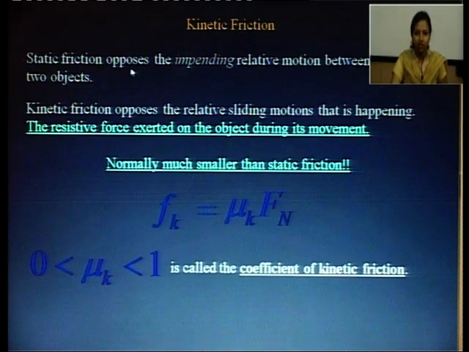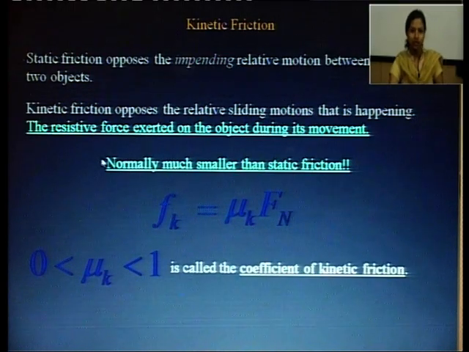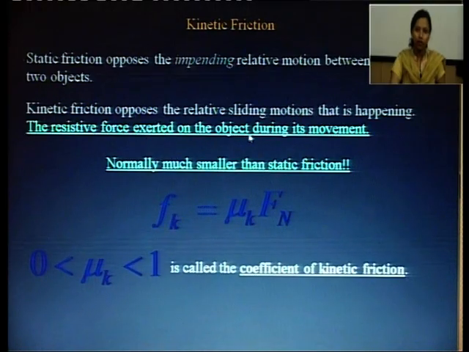Static friction opposes the impending relative motion between the two objects. Friction always opposes. The kinetic friction opposes the relative sliding motion that is happening between the two surfaces. It is the resistive force exerted on an object during its movement. And kinetic friction is normally much smaller than the static friction.